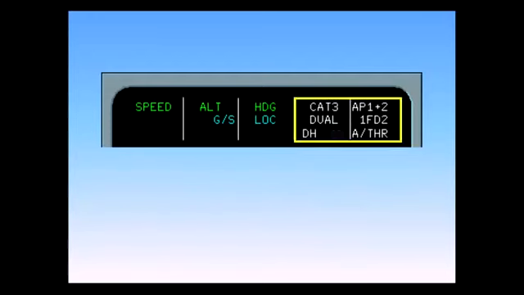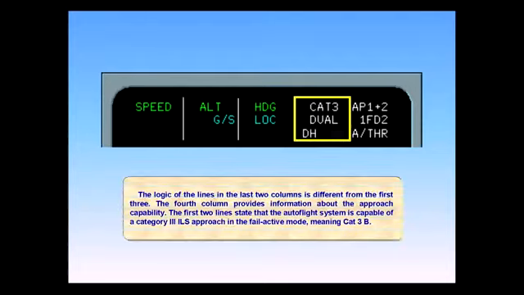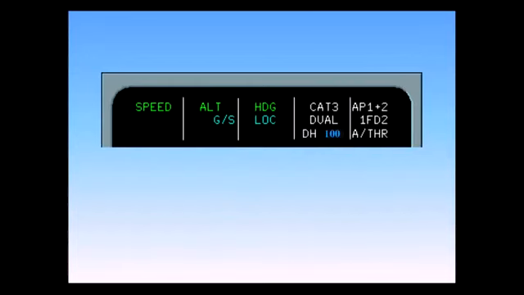The logic of the lines in the last 2 columns is different from the first 3. The fourth column provides information about the approach capability. The first 2 lines state that the autoflight system is capable of a Category 3 ILS approach in the fail active mode, meaning Cat 3B. The last line in the fourth column displays the minimums as selected by the pilots. Either an MDA or a DH with the appropriate minimums may be selected as required for the approach.